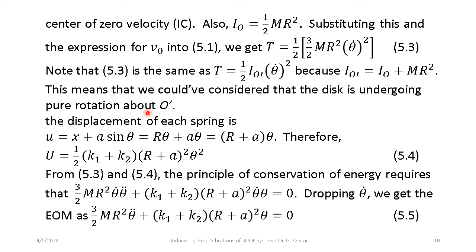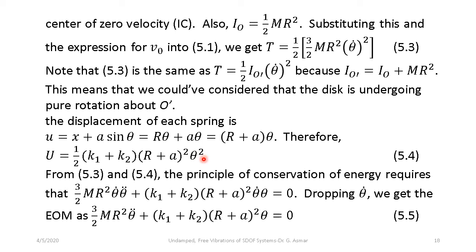The displacement of each spring is U equals x plus a sine theta. X is of course the displacement of the center of mass, and a sine theta is the displacement of each end of the spring. But for small theta, sine theta is equal to theta, and so I get U to be equal to R plus A times theta. Therefore, the potential energy in the system is 1/2 times K1 plus K2 times R plus A squared theta squared.